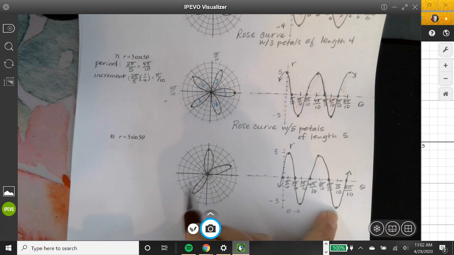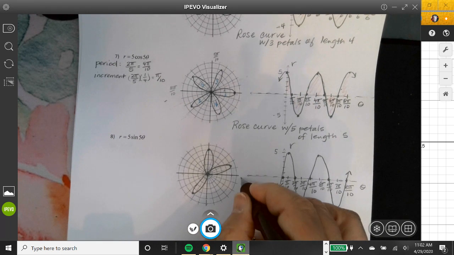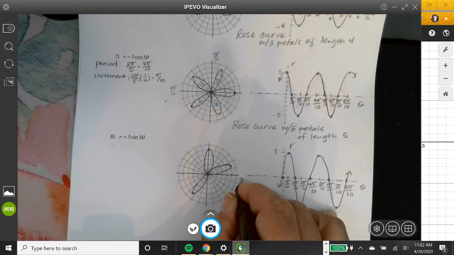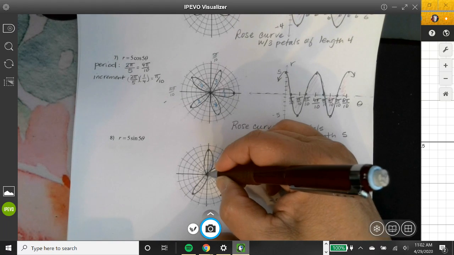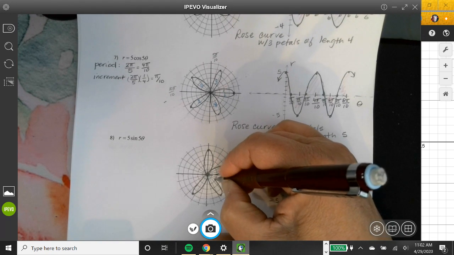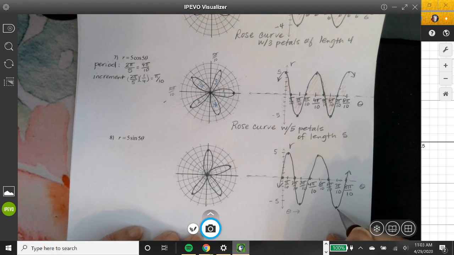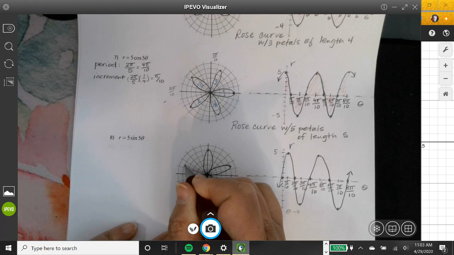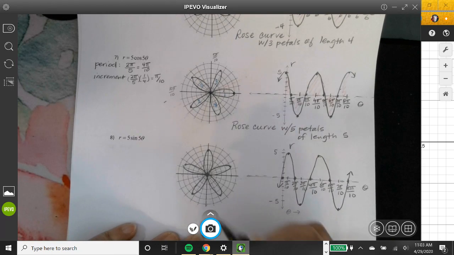Then I go out radially negative 5. 1, 2, 3, 4, 5, and rotate 7 pi over 10. Remembering that this is 5 and this is 10. 7 is just under half. So that's going to be right here. So we're going to pass through the pole, hit this, go back to the pole, and then we're going to go out radially. This is going to be symmetric. And then we're going to finish again.